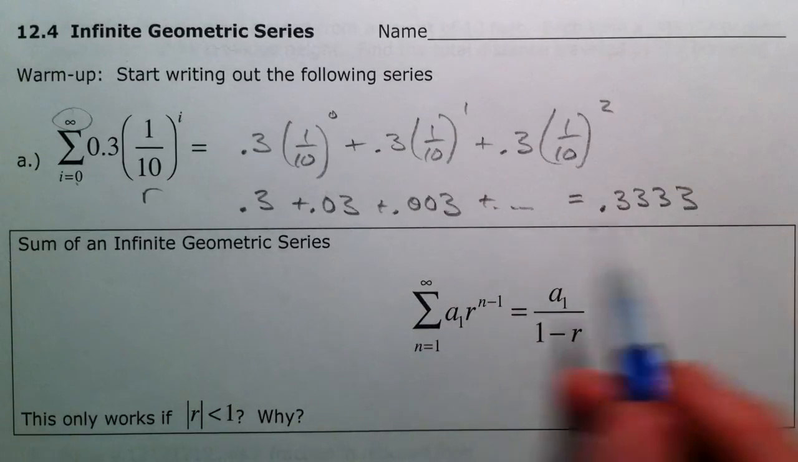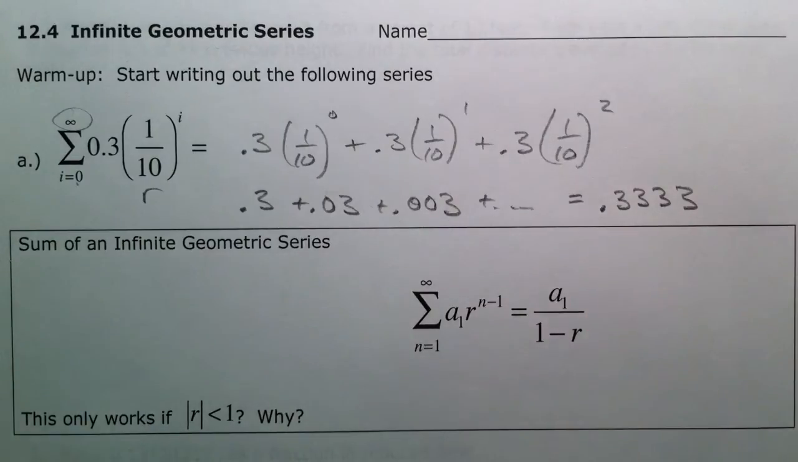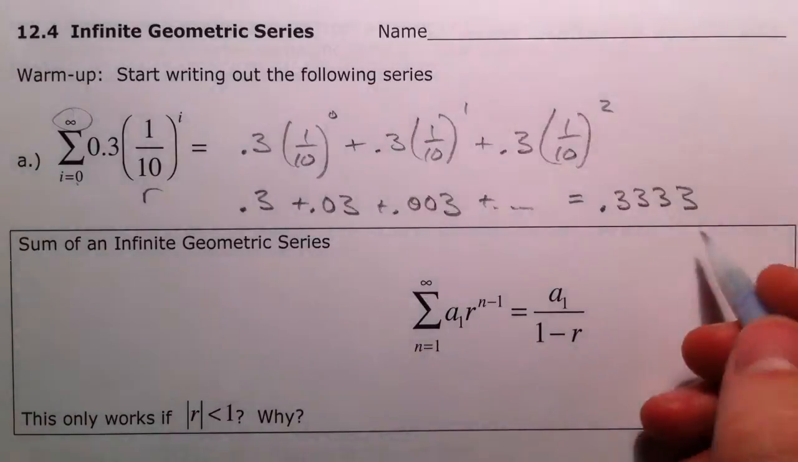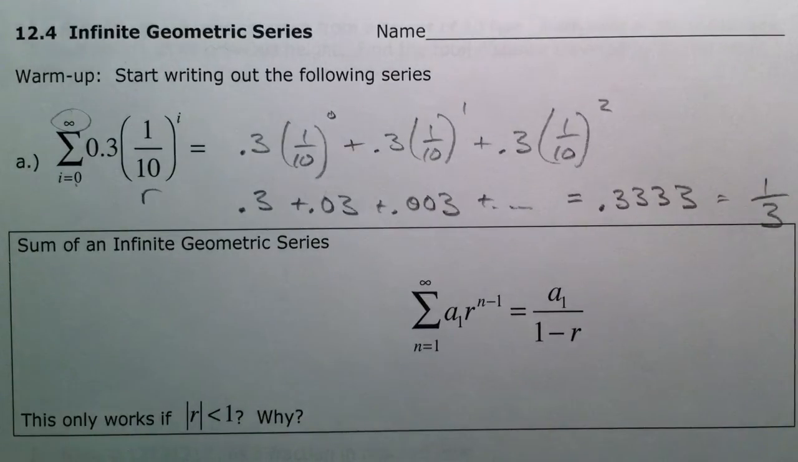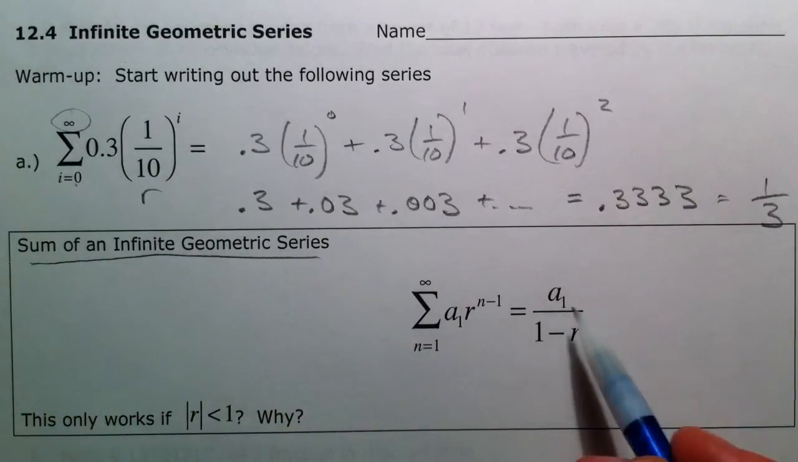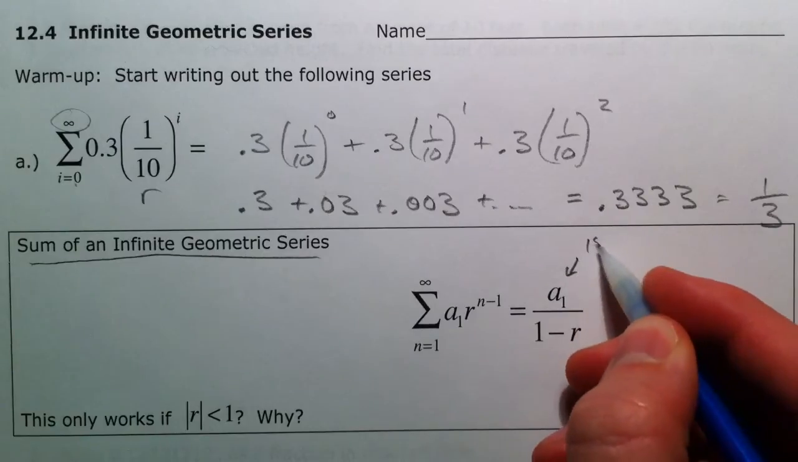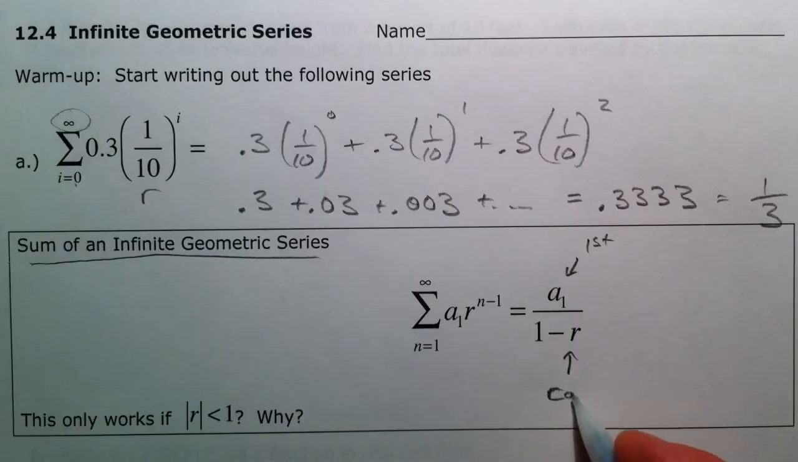And so if we were to add all this up, and write 0.333 as a fraction, we all know that this is 1/3. But some fractions we're not very good at, so I'm going to teach you a way of writing a repeating decimal as a fraction. The formula for the sum of a geometric series is the first term, a sub 1, divided by 1 minus r, r being the common ratio.